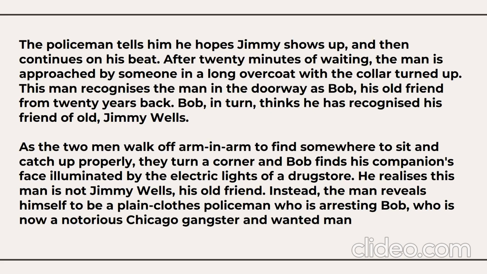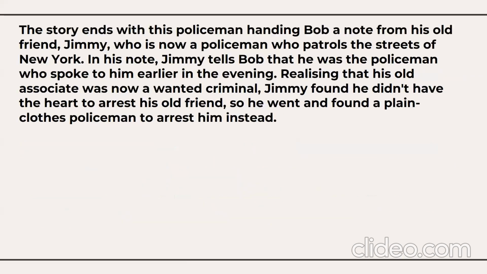As the two men walk off arm in arm to find somewhere to sit and catch up properly, they turn a corner and Bob finds his companion's face illuminated by the electric lights of a drugstore. He realizes this man is not Jimmy Wells, his old friend. He's not Jimmy Wells. Instead, the man reveals himself to be a plain clothes policeman who is arresting Bob, who is now a notorious Chicago gangster and wanted man.